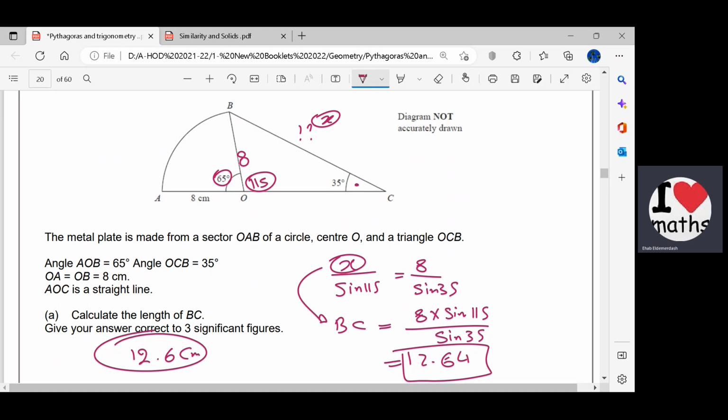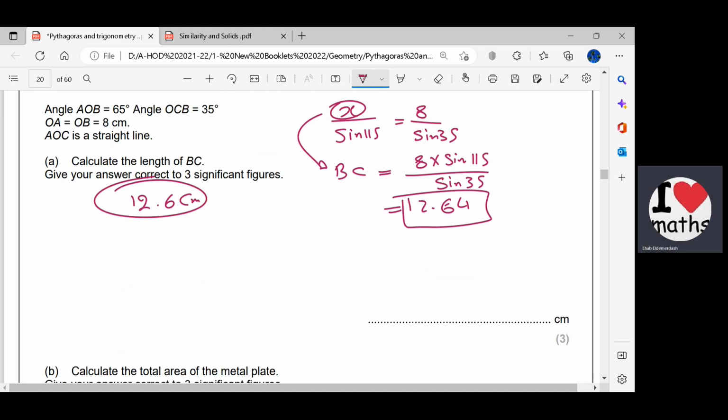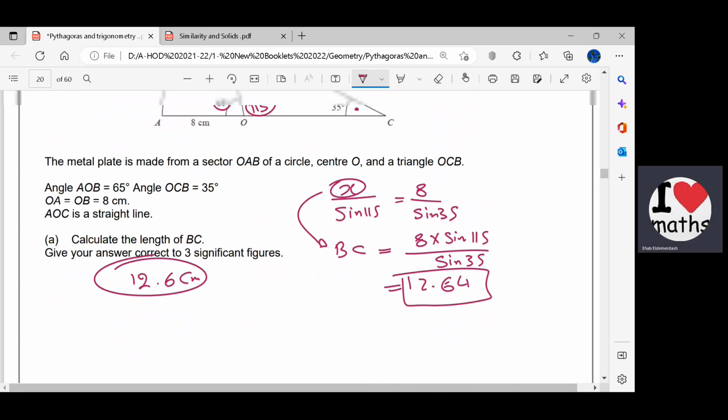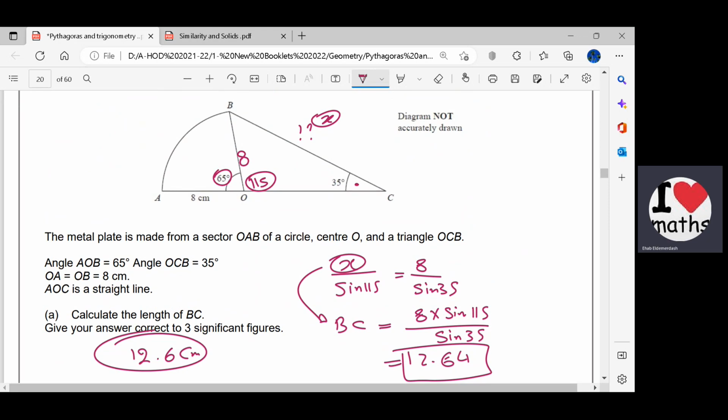Are you able at the moment to identify how to use the sine and the cosine? Okay, let's work on the second part. What is the second part? The second part of the question asks me to calculate the area of the metal plate. The area of the metal plate consists of the following: there is a triangle and there is a sector. I need you to be aware of that. There is a triangle here. A sector is a part of the circle.